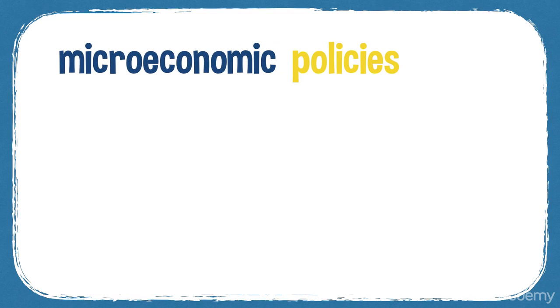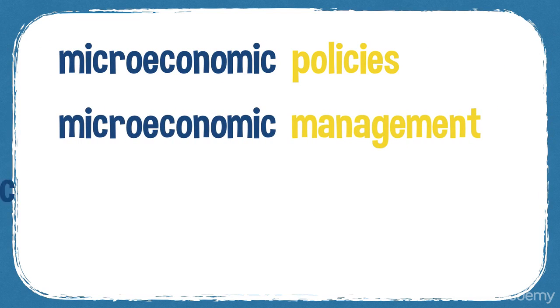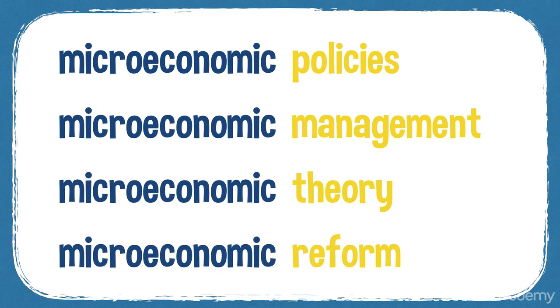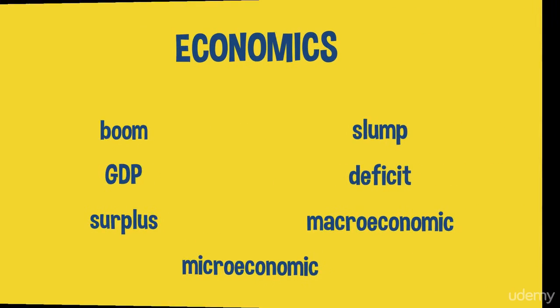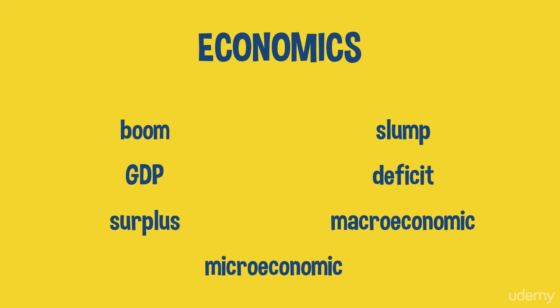So we can talk about microeconomic policies, microeconomic management, theory, reform. And again, like macroeconomic, you can turn it into a noun by adding an S. And again, no synonyms for microeconomics, because it's a very specialised word. So here are your 7 economics words then. Boom, slump, GDP, deficit, surplus, macroeconomic, microeconomic.